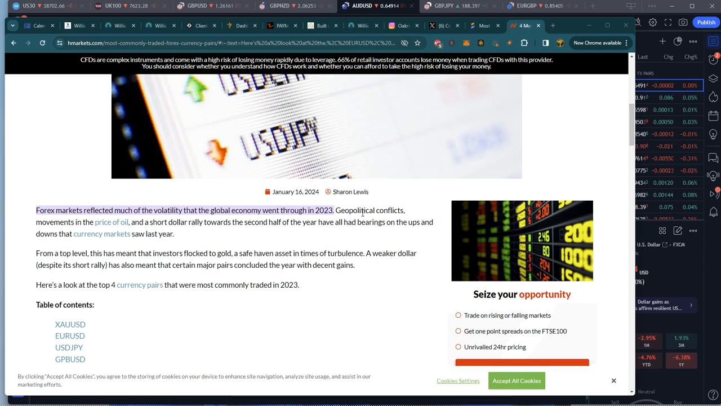Okay, so here's the deal. You can do a Google search too. I just did a search for the most traded Forex pairs in 2023. You can find this article as well. This is on hmarkets.com. Forex markets reflected much of the volatility that the global economy went through in 2023. Geopolitical conflicts, movements in the price of oil. Oil is another one that's good. Oil is a commodity, and it's a real commodity based on supply and demand. Either you really have it or you don't. It's about input and output. So that's a commodity.